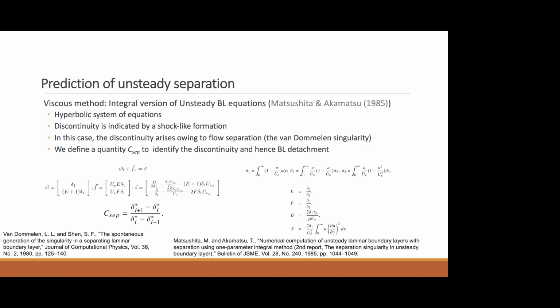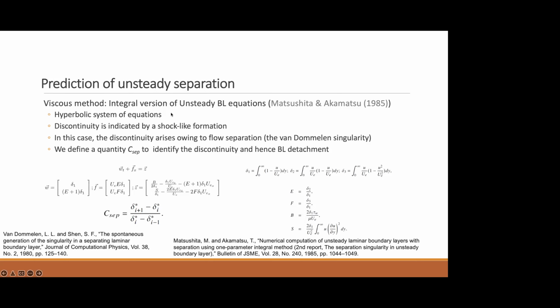Yeah. So that completely depends on the version of the unsteady boundary layer equations that are being used. The ones that I'm showing over here are designed for laminar flows only. So with this, it's only possible to predict laminar flow separation.